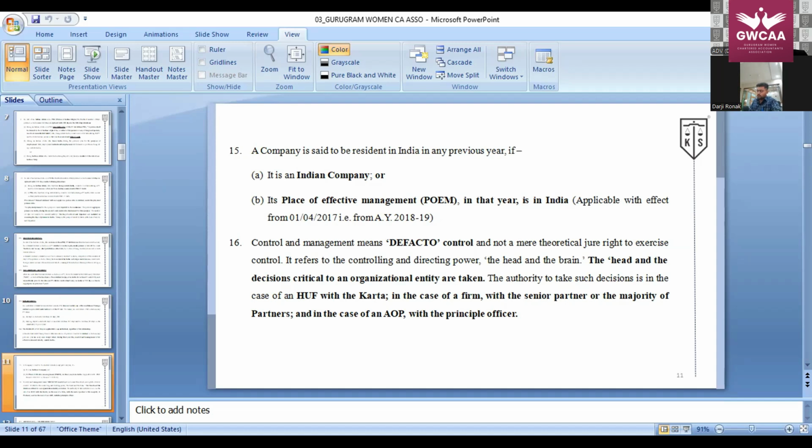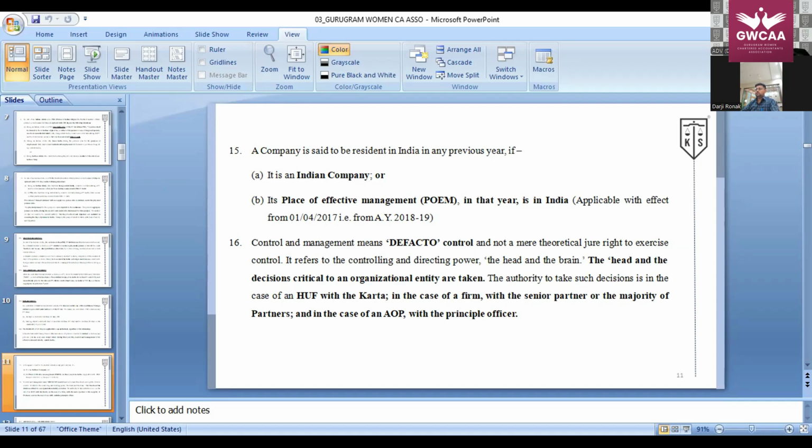Before that, before POEM, there was a word, control and management. तो उसका बहुत ही मिसयूज होता था. जैसे कंपनीज क्या करती थी, आउट ऑफ इंडिया मीटिंग्स करके जो भी इंपॉर्टेंट डिसीजन है, पॉलिसी डिसीजन है, जैसे मैनेजमेंट डिसीजन है, वो सब आउट ऑफ इंडिया मीटिंग करके वो लोग डिसाइड करते थे. एंड दे वांट टू शो दैट इट हैज नो कनेक्शन विद इंडिया.